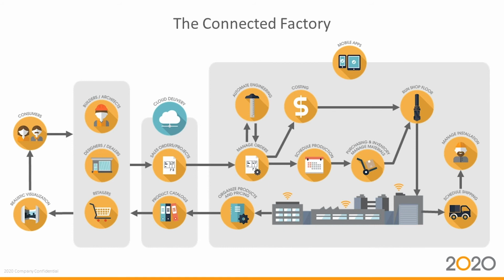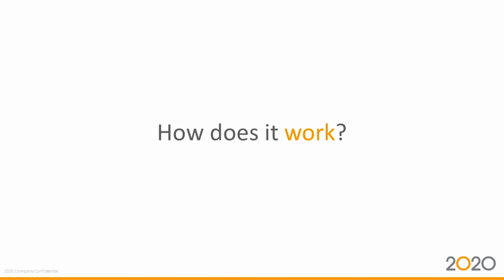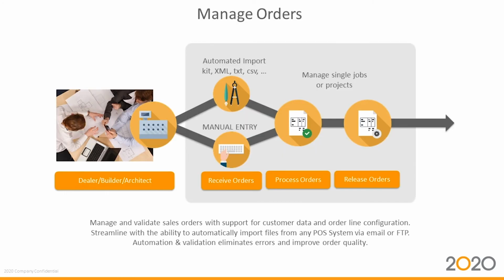So this is a high-level overview, but how does it really work in detail? Over the next few slides, I want to give you a little more input, step by step, on how this runs through our system. As I said, on the one side, we have the dealer, builder, or architect who can enter an order into the system on the point of sale side. Then we are on the manufacturing side.